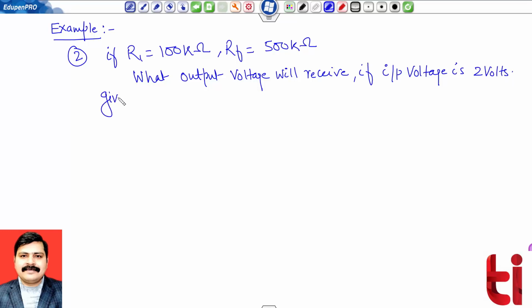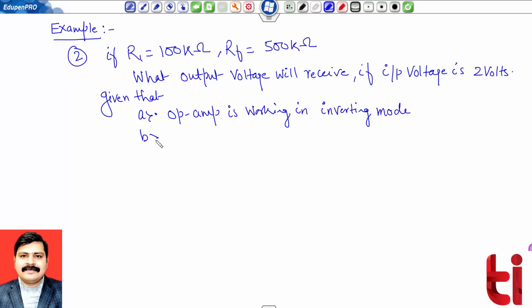Given that in part A, the op amp is working in inverting mode, and in part B, the op amp is working in the non-inverting mode.